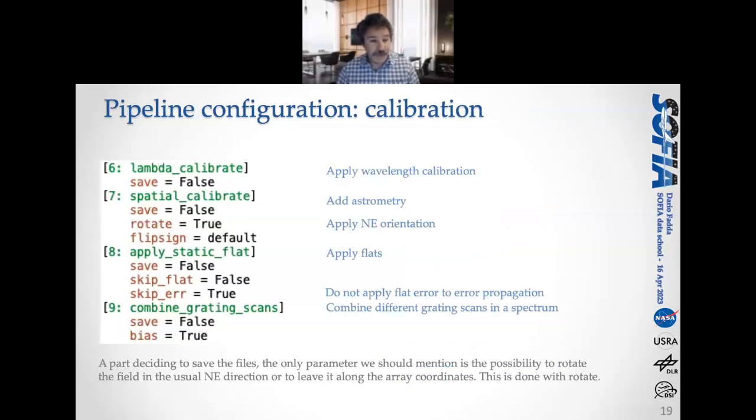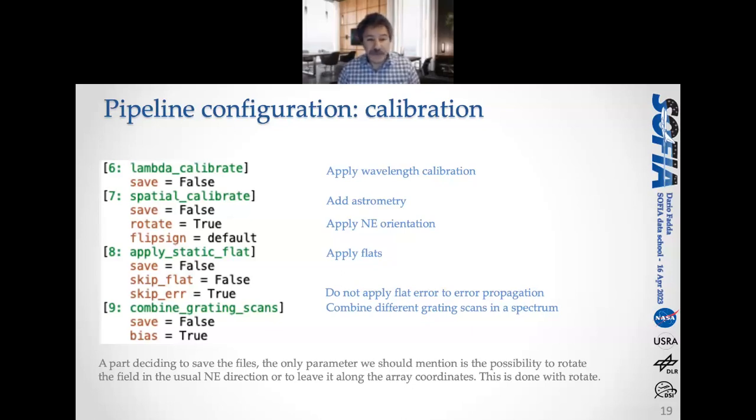And there are a few things here that can be interesting. So let's see, for instance, spatial calibrate. In this case, you are essentially adding the astrometry. And you can choose to rotate your image, your final cube, to have a northeast orientation, or, if you get some data oriented in a particular angle, you can leave it in this angle.